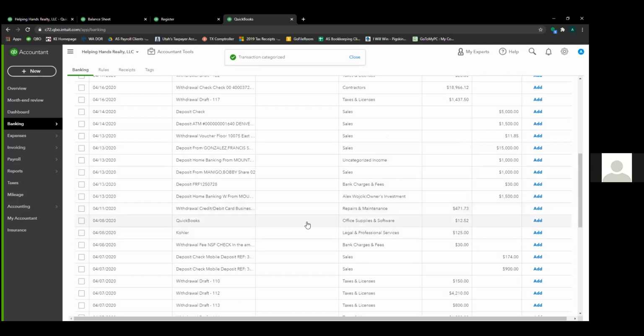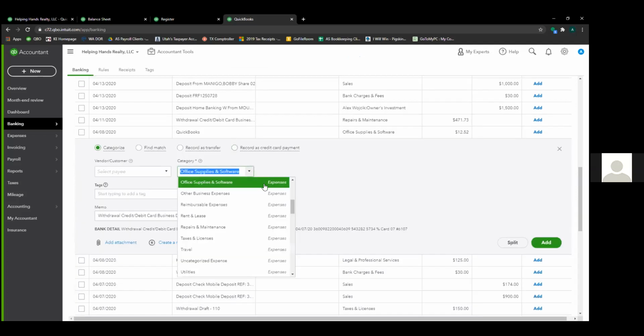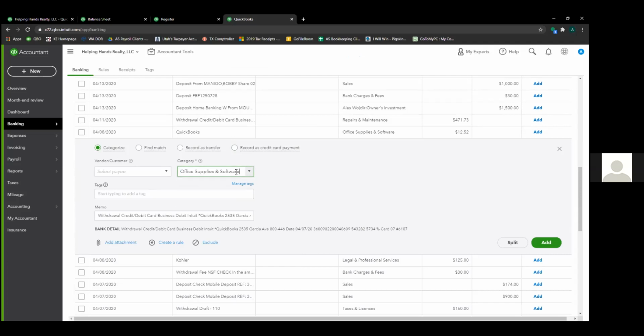Other one, so QuickBooks, this is a good one. QuickBooks, this is not for a property, right? No. So office supplies and software is an expense account. We don't want to put this one to inventory. This is one of the expenses that you will have an expense for. So office supplies and software, I like that one. Let's go ahead and hit add on that. Okay.